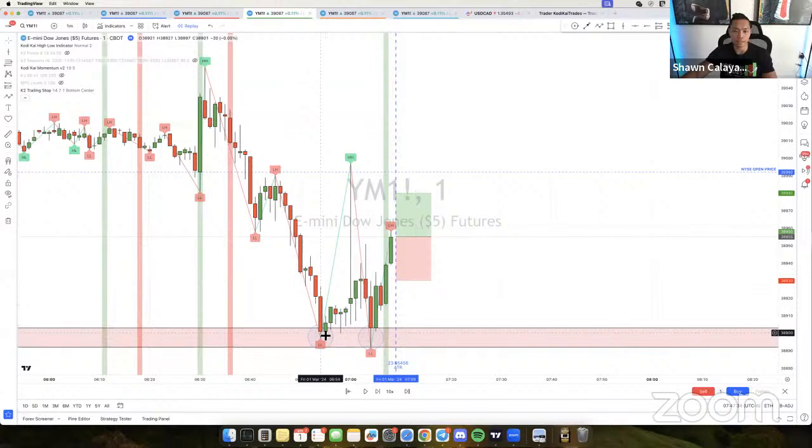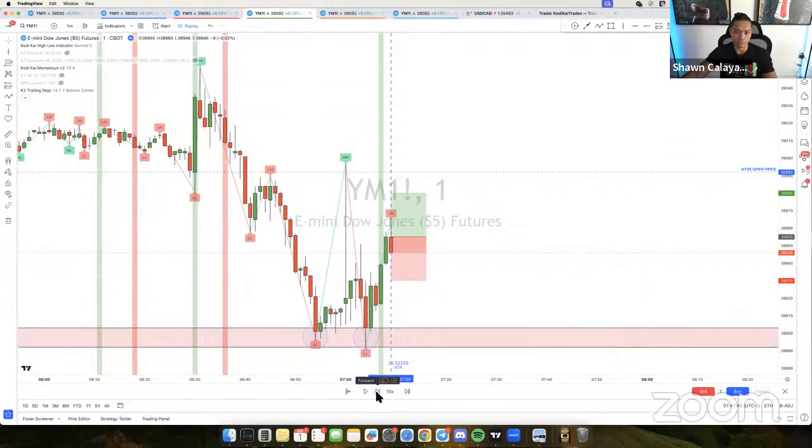Another confluence is that we had another rejection right here. So it's a double bottom off this structure right here. So this just lined up perfectly, right? We had a double bottom off this rejection. And then we had the continuation right here, or a confirmation. And this is why we took the breakout V3 right here.